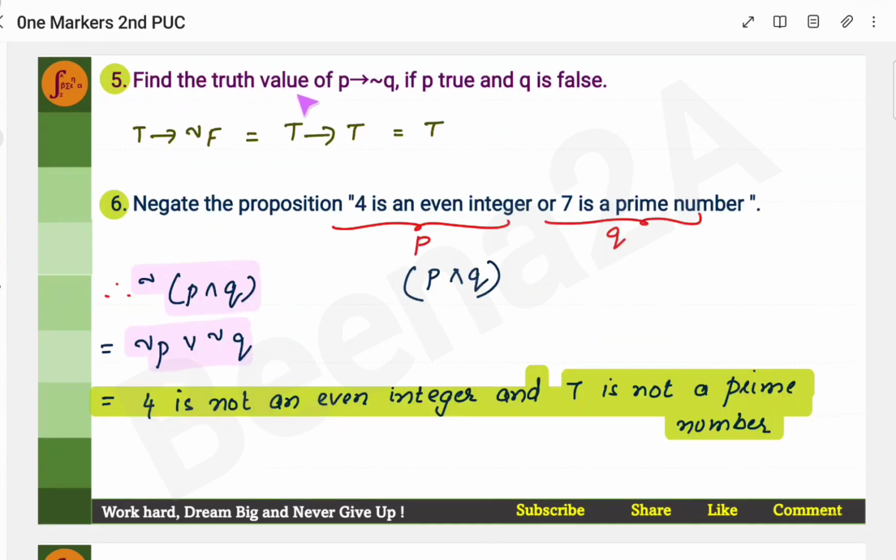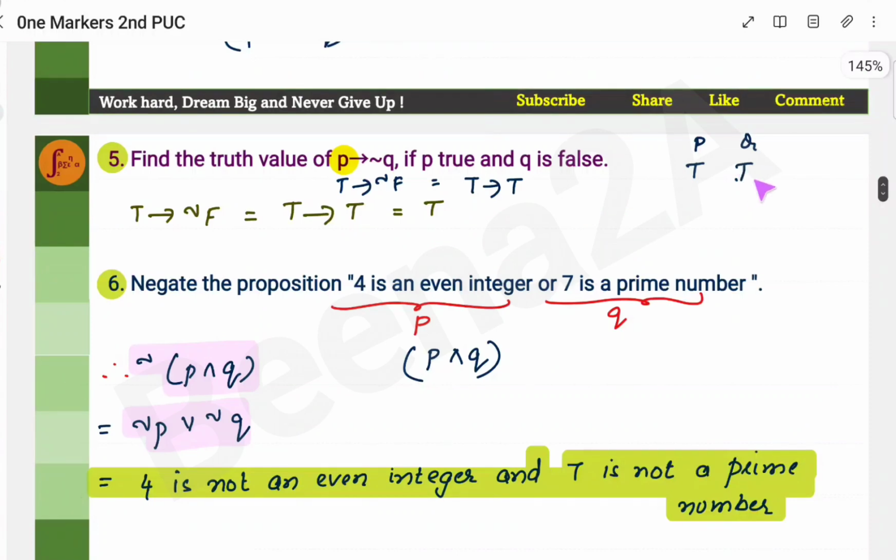Next one, find the truth value of P conditional not Q, if P is true and Q is false. Now, what you'll have to do, P is true. So, instead of P, I'll put true. Conditional, Q is false, but it's not Q. That is not false, right? What is not false? Not false is true. So, true conditional true. In conditional truth table, you'll have to remember this. True, true, true, false, false, true, false, false.